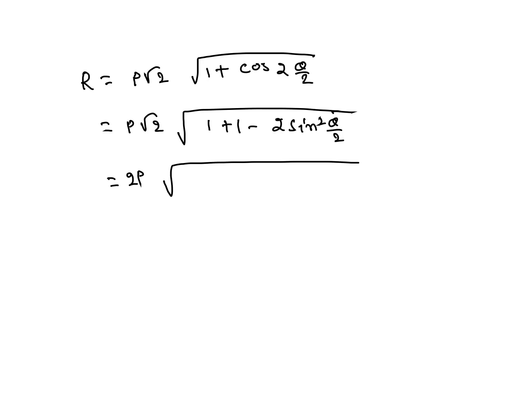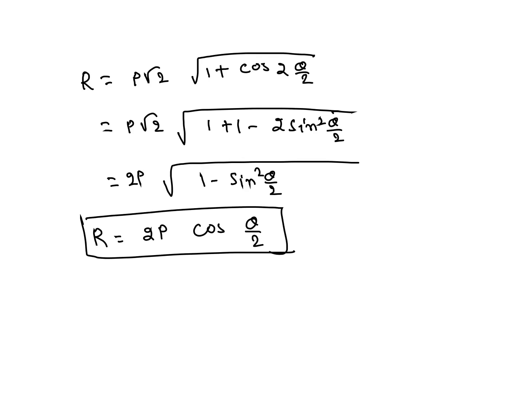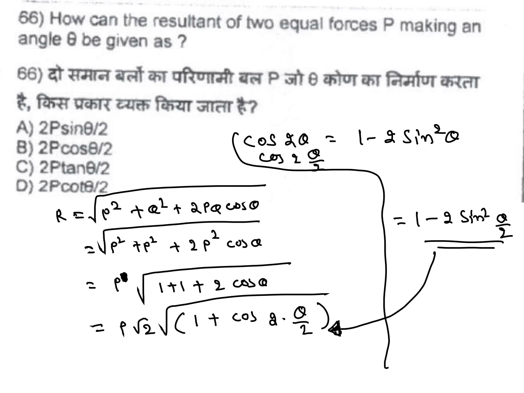1 minus sin square theta by 2, root over, is cos square theta by 2. Root of that is cos theta by 2. So finally you will get 2P cos theta by 2. From options you have to check, 2P cos theta by 2, B is the answer. This trigonometric relation you have to remember. Then you just apply and you will get your answer.